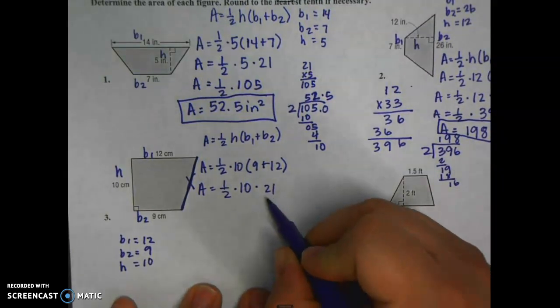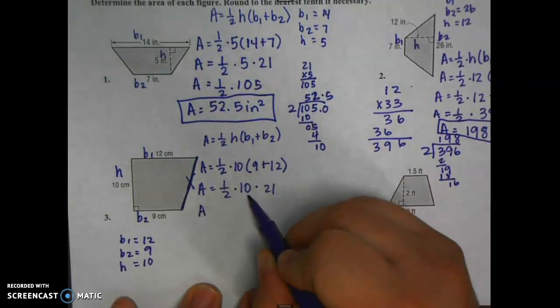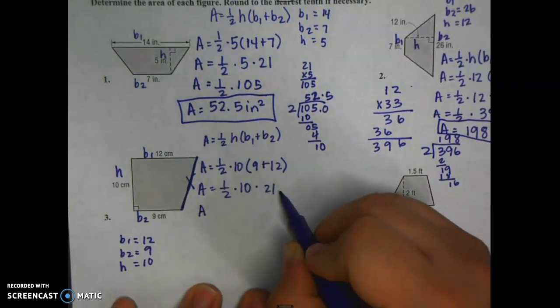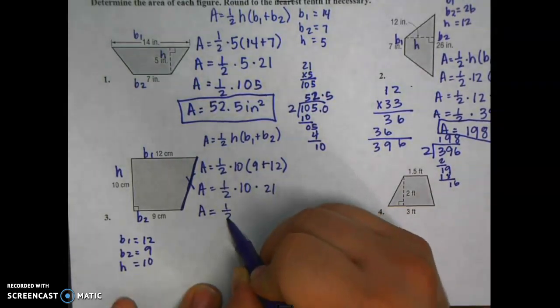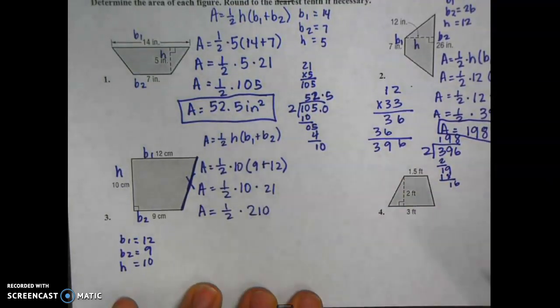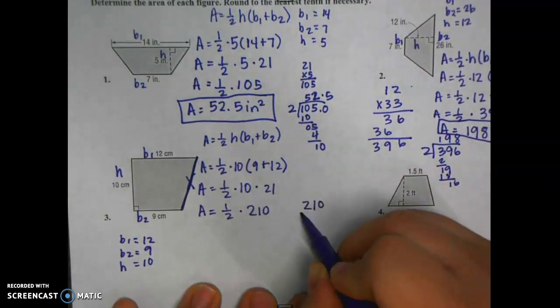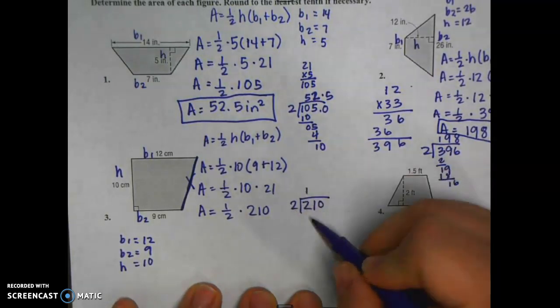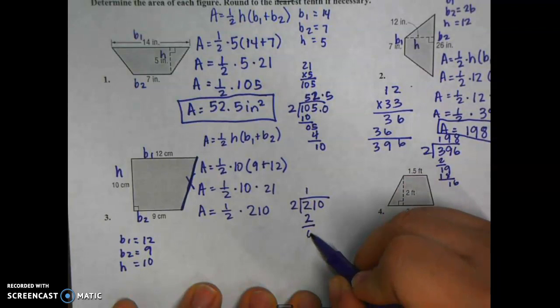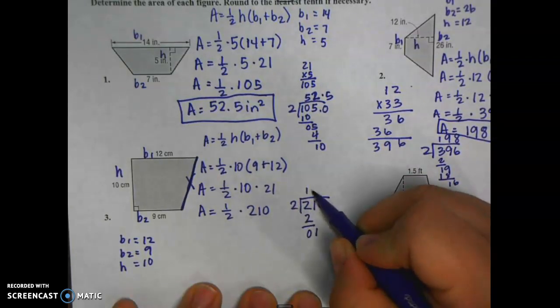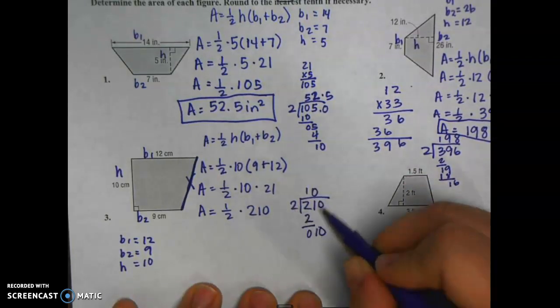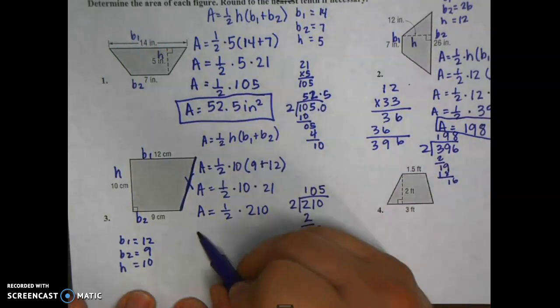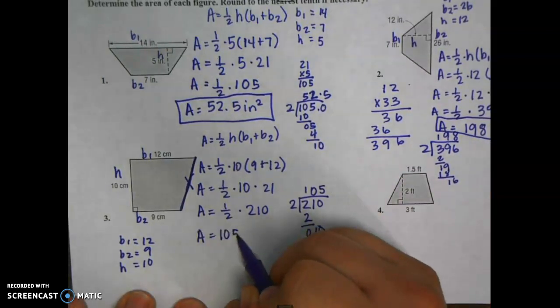10 times 21 is 210. That's one of those tricks. If it's multiplied by 10, you just add a 0 to it. So 1/2 times 210. Now we have to do some side math because the last step is to find half, which means to divide by 2. So 2 goes into 2 once. 2 does not go into 1, but 2 goes into 10 5 times. So the area is 105 centimeters squared.